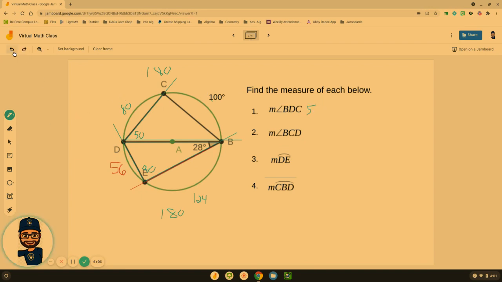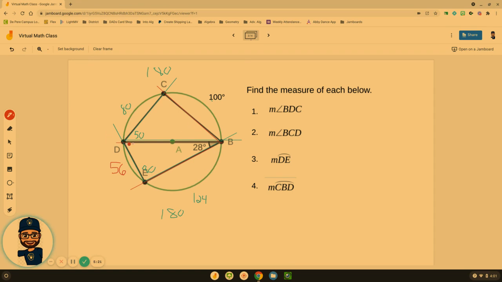You know what? We're going to come back to that. All right, so that was 50. Well, do I know this angle down here? Well, let's draw those other lines the other way. So let's go red. All right, there's the arc, and there's the other arc from C to D.